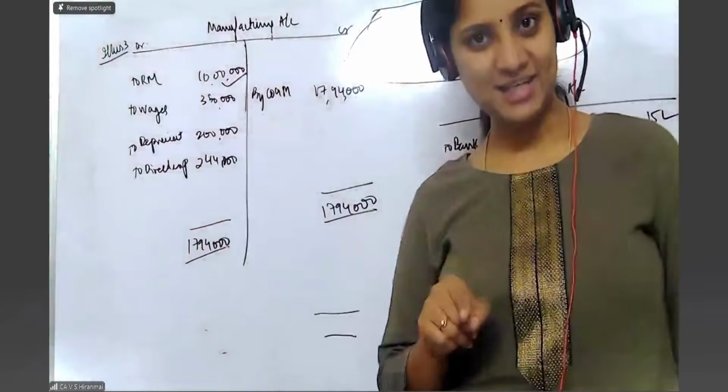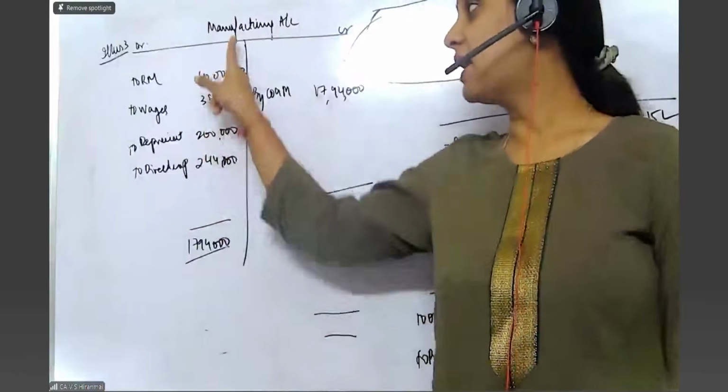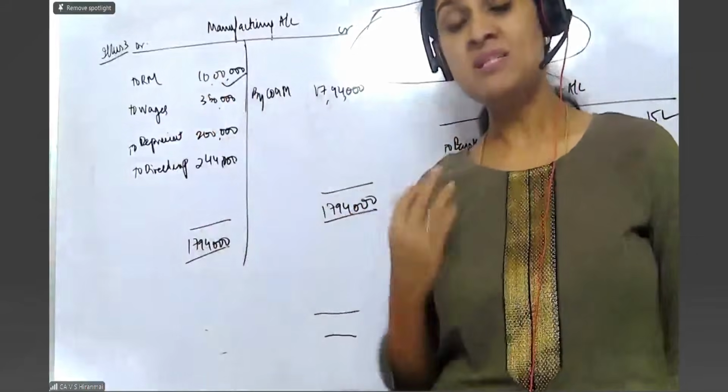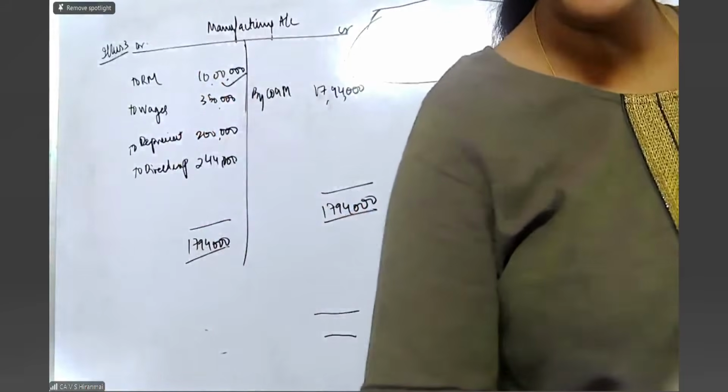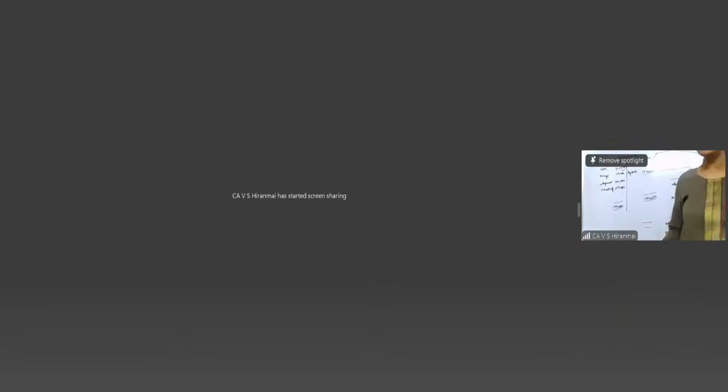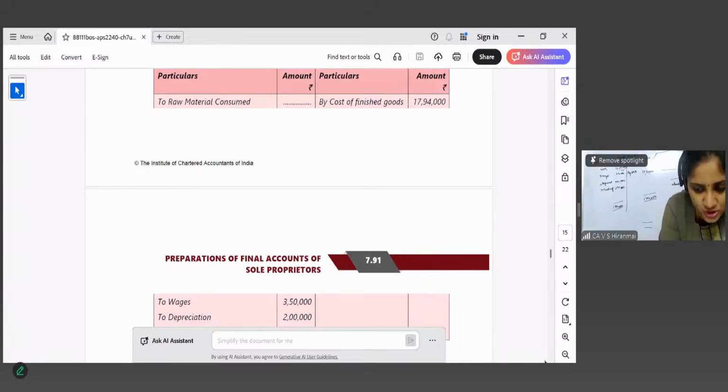Here, they are telling you that in the manufacturing account, whatever expenses there are, there are a few revisions. Some mistakes have happened, that you people need to correct, and then you are supposed to find out the revised cost of goods manufactured.